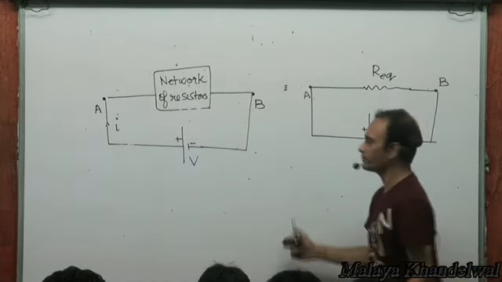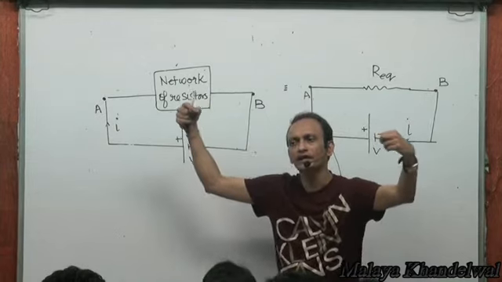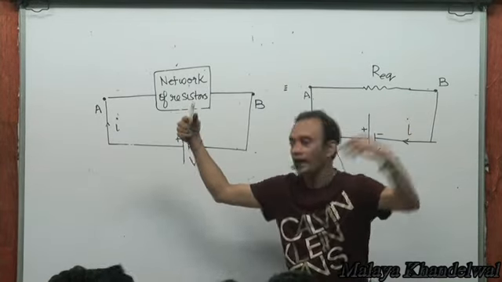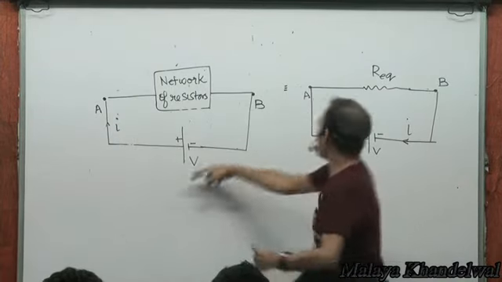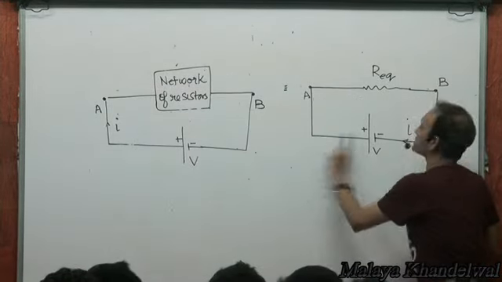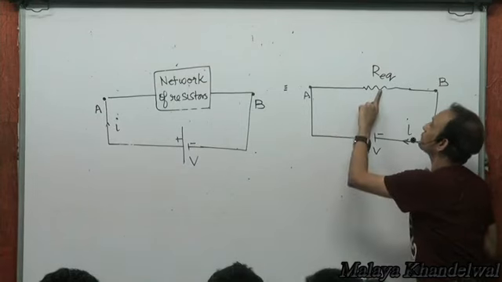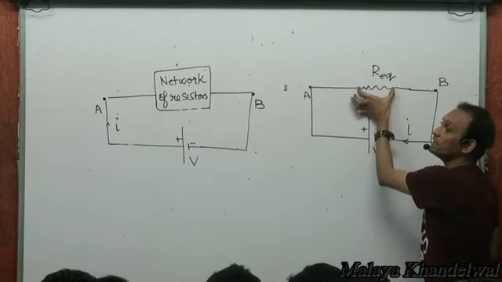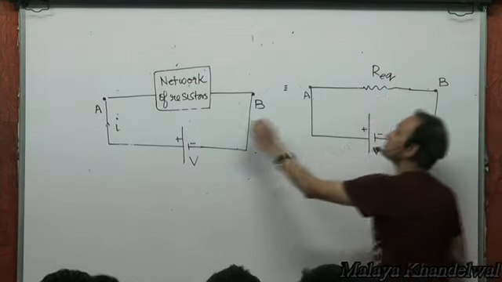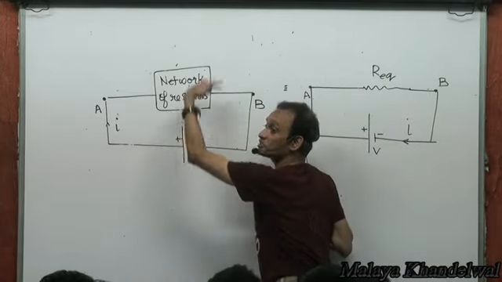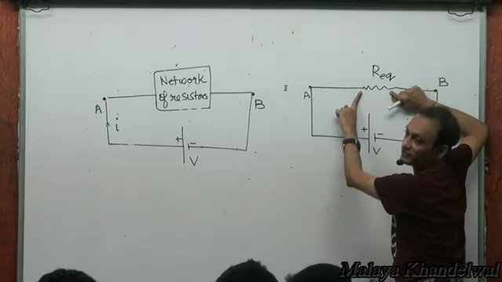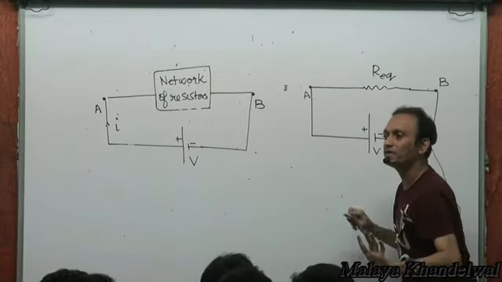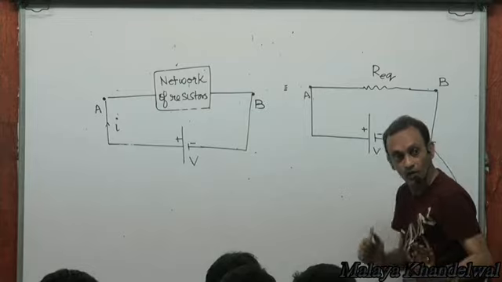This V is arbitrary. This could be any battery connected across the network of resistors. And if we find that a current I flows through this, and the same battery when connected across this results in the same current I, then we can conclude that this must be an equivalent resistance of this network of resistors. This network of resistors could be replaced by one single resistance, R equivalent. This is what is meant by equivalent resistance across 2 points.